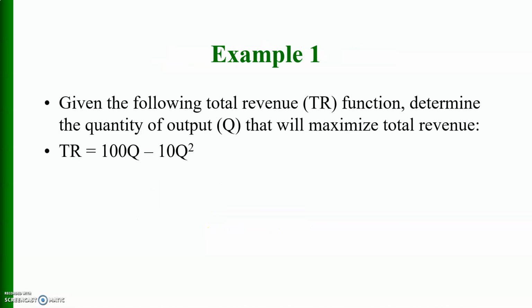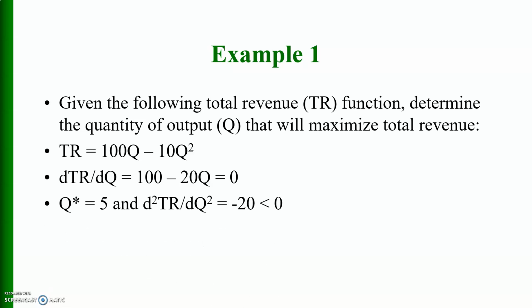There is one example. Total revenue function that is equal to 100q minus 10q square. The first derivative is equal to 100 minus 20q, and that should be equal to 0. And then if we solve, q star, that is the optimal quantity, will be equal to 5. And the second derivative is equal to minus 20, that is less than 0.